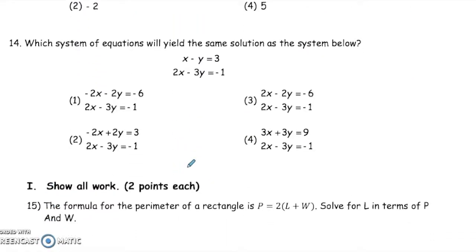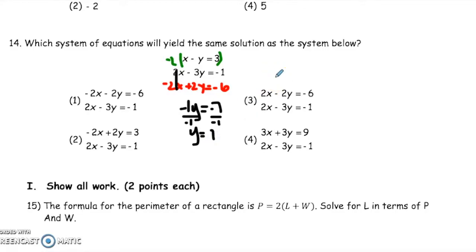Which system of equations will yield the same solution as the following? So it's really your preference, whatever you feel like getting rid of first. I usually get rid of the first letter. So I'm going to multiply by negative 2 on the top. So now I can cancel out my x's and I can combine these. So this is going to be negative 1y is equal to negative 7. And if you divide both sides by negative 1, you're going to see that y is equal to positive 7.